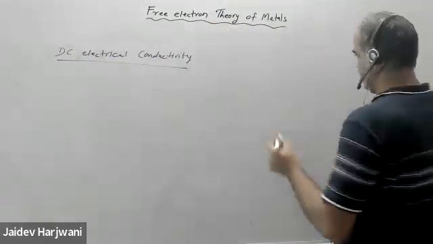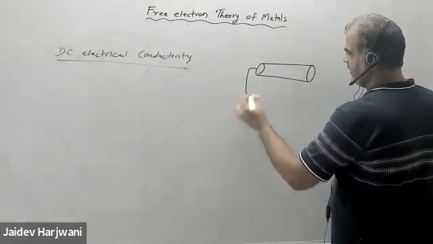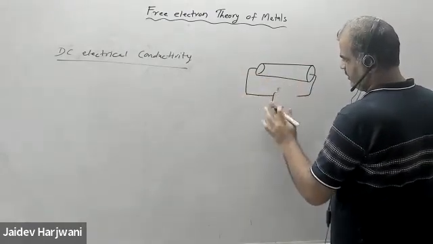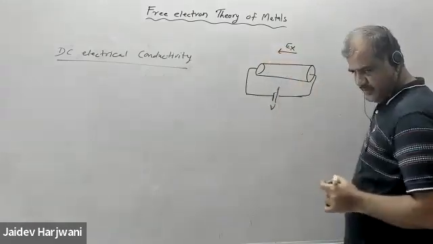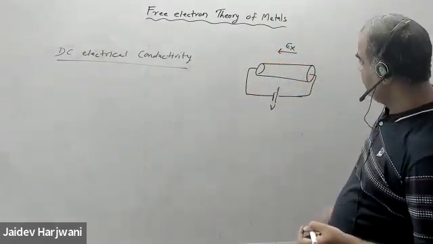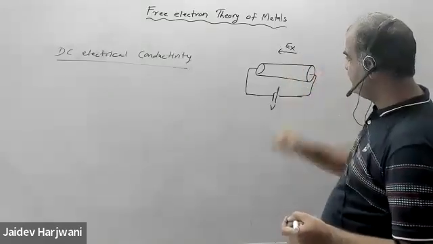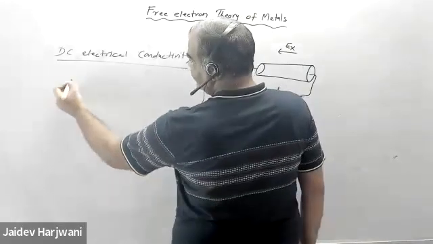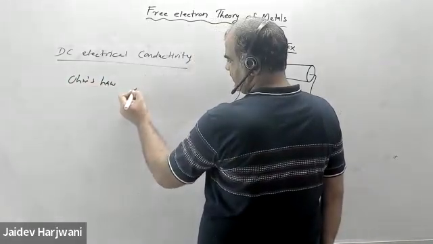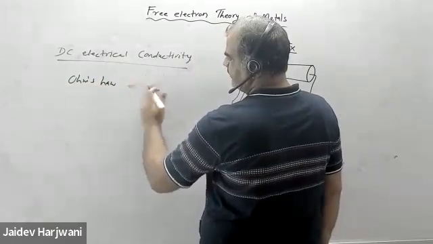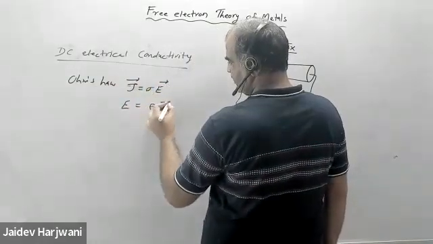Suppose you have this solid and you are applying a voltage. This voltage will set up an electric field inside the metal, in the x direction, suppose. Because of this electric field, the charges experience a force and start moving; they accelerate. We know that Ohm's law is valid. Ohm's law is J equal to sigma E, or simply E equals rho J.